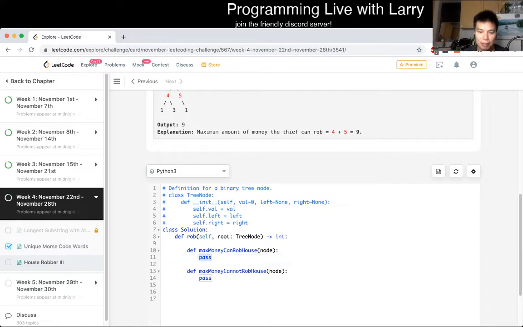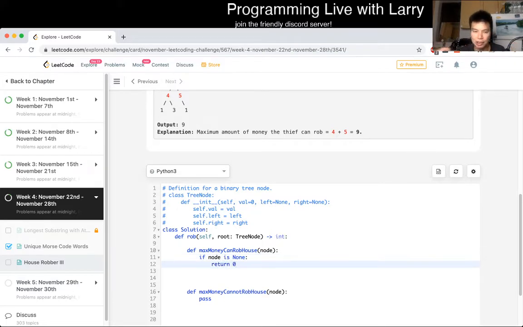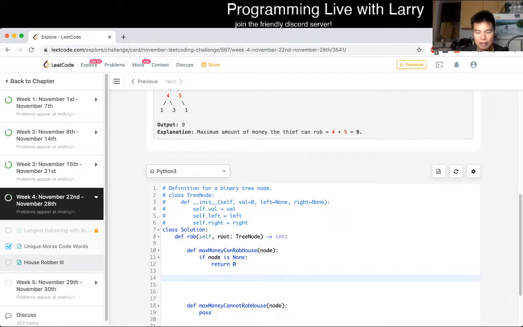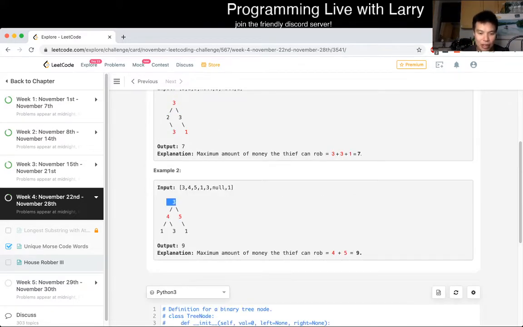So maximum money can rob house. What does that mean? Well, if node is none, we just return 0. I think this is straightforward. You have no more houses, right? So there are two things you can do. You can either rob it or you don't rob it, right? So what happens when you rob this house? Well, let's say you start at the root. When you rob this house, it means that you cannot rob the children, right?